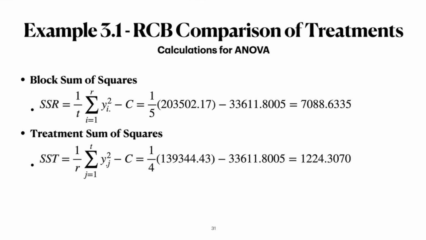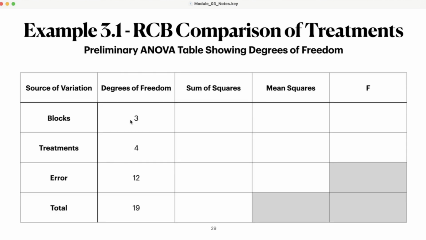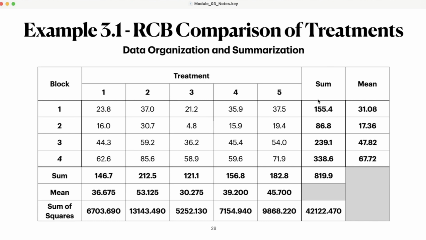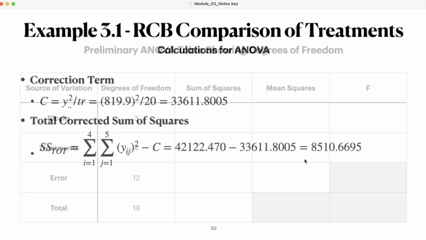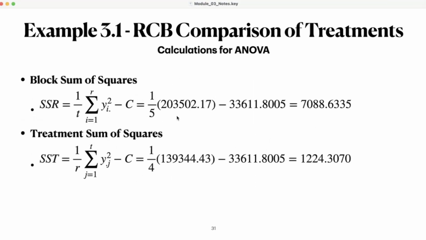We want to make sure that even though we're adding up these things, the mathematics tells us we need to divide that by t, and then once we have that, we subtract the correction factor. Going back to this summary table, we are squaring these sums, adding those squared values up, and then dividing by 5. Then we subtract off the correction factor c, and so we get 7,088.6335.